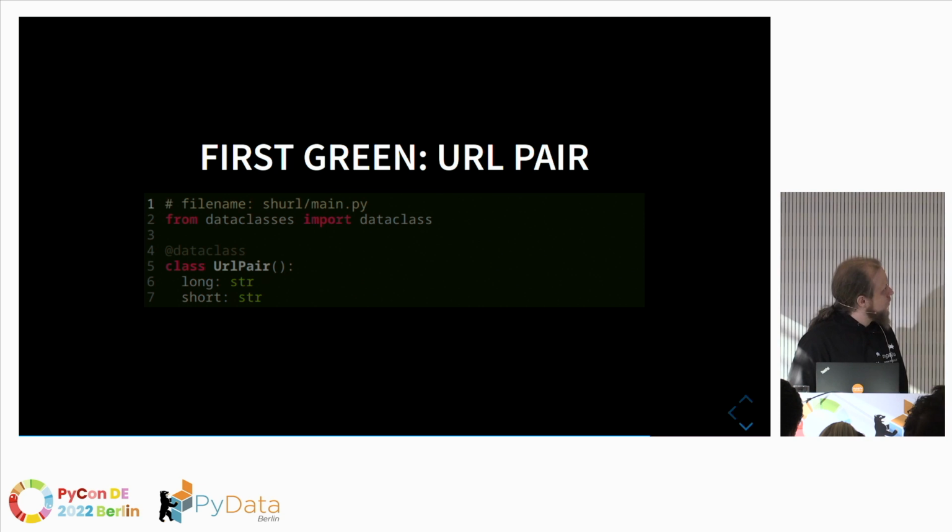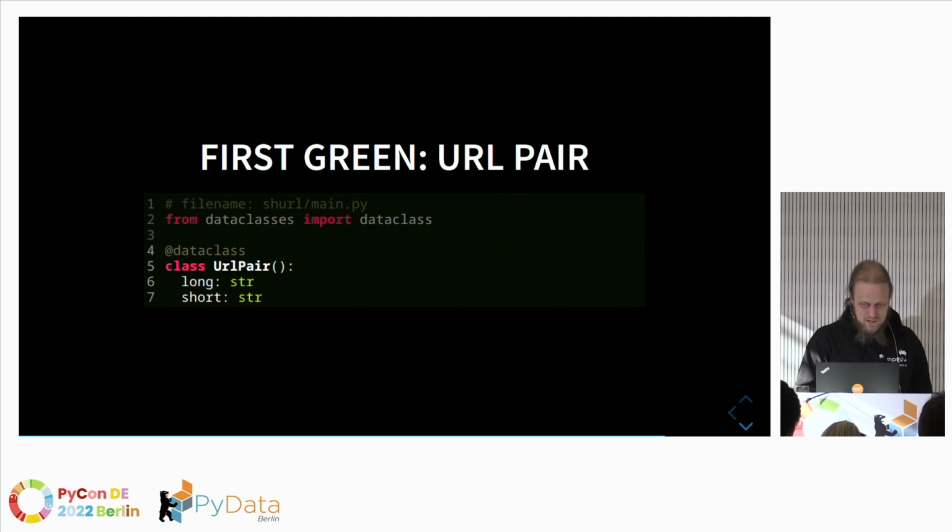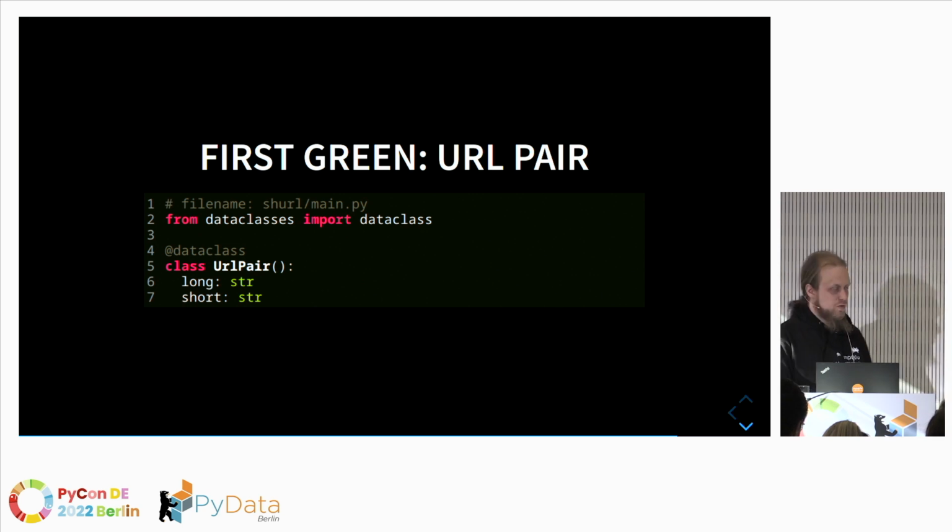We want to make it green, so I am creating a class URL pair, which can have a long and a short string. I'm using data classes because they're awesome and it's perfect to store data. And I'm not diving too deep into the FastAPI pydantic stuff, which is awesome too, but different topic, different time.